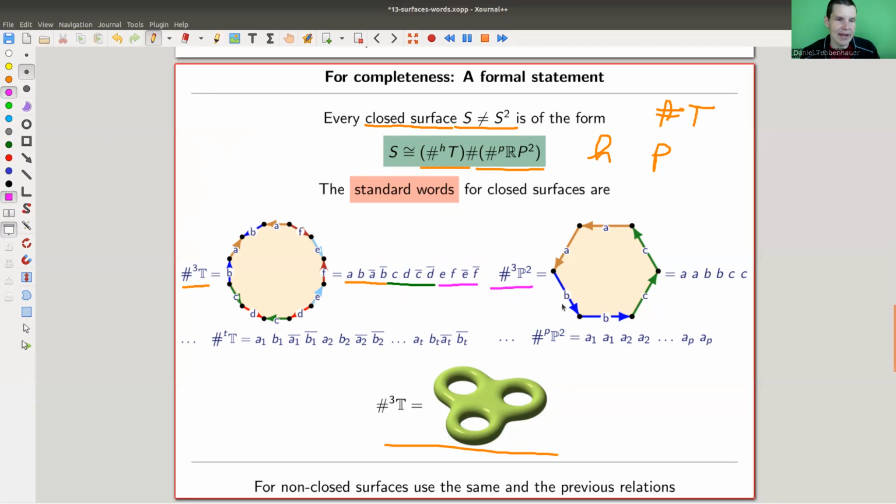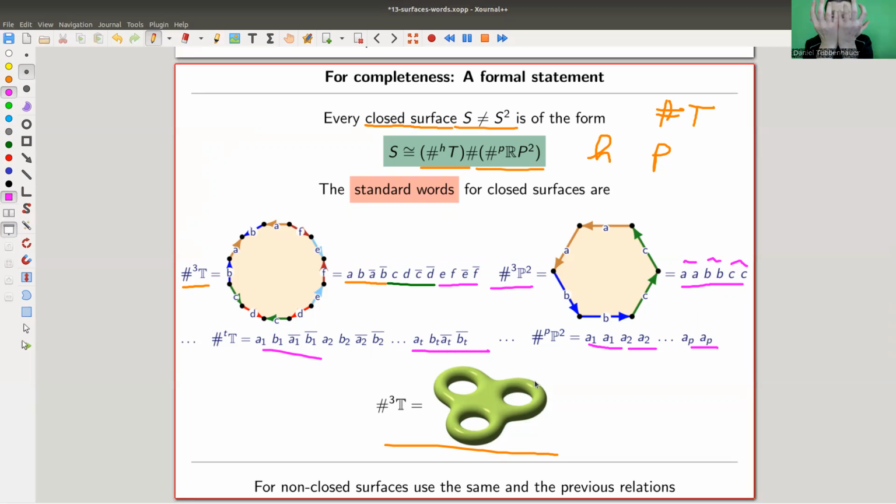The projective plane is even easier. It's just AA, BB, CC, DD, and so on, right? So for 3, here's AA, BB, CC. So here's the first copy, here's the second copy, here's the third copy. So projective planes are actually easy as a word. So it's A1 and so on. And this one always alternates. And these are the standard words for those surfaces.